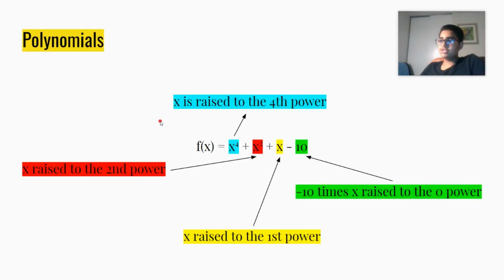A polynomial is just any function raised to the power x. So over here, we have f of x, which could be g of x or h of x, whatever we wish. And then we see that this is raised to the fourth power, raised to the second power, first power, and negative 10 times raised to the 0 power. This, of course, could be f of x is equal to x to the power 4, which would be perfectly fine. So now a little bit about the percentage.